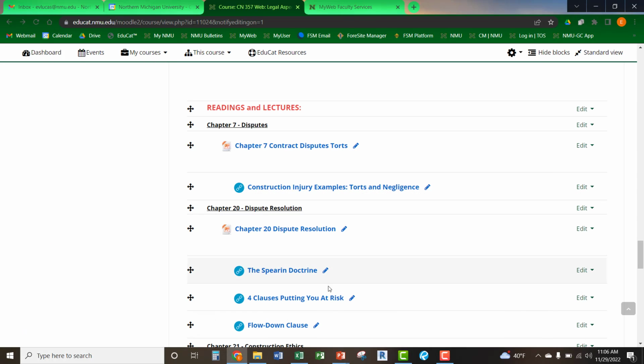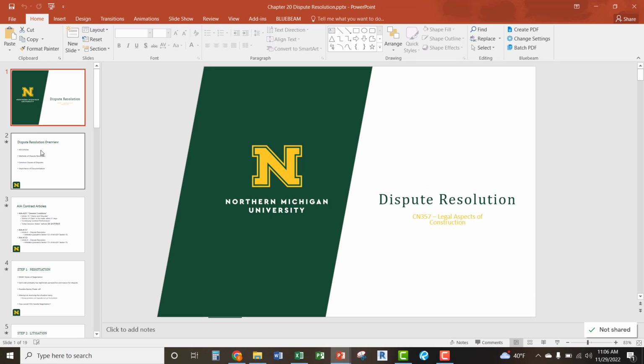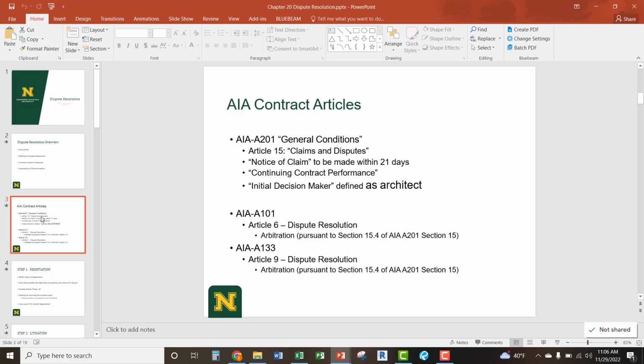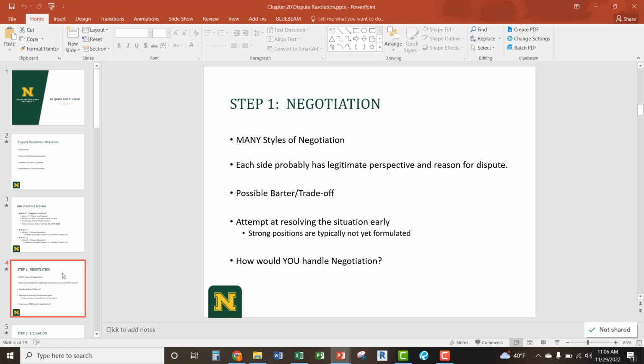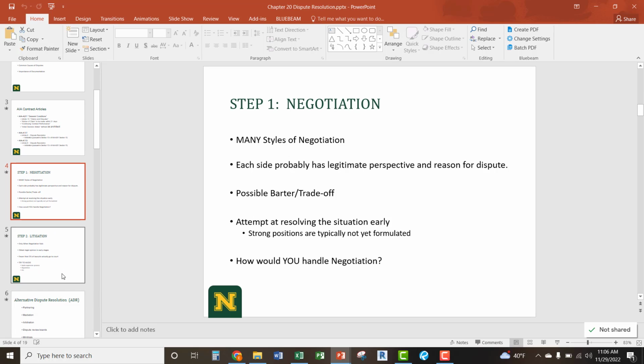Getting into Chapter 20 is talking about dispute resolution. So a lot of different types of it. AIA documents have their general sections that talk about it. ConsensusDocs do the same thing. Step one is always negotiation.